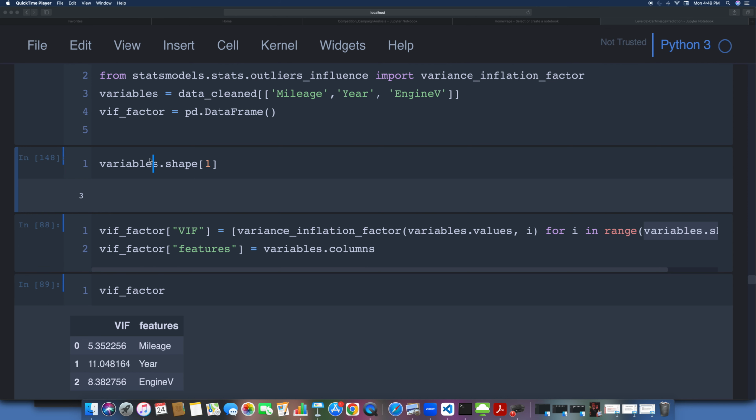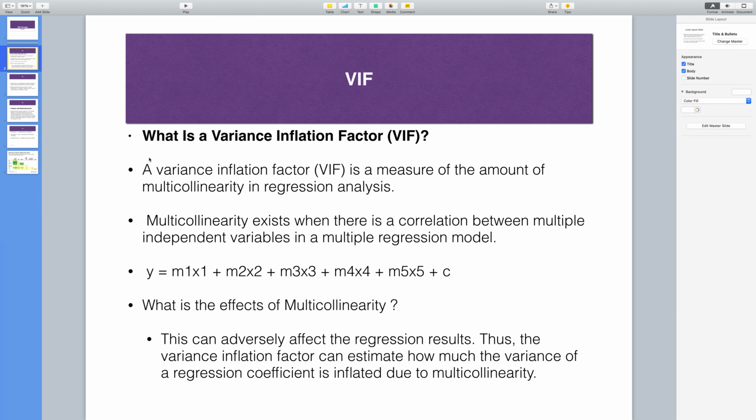All right, friends, so let's understand what is variance inflation factor. So I'm going to pull my slide over here. A variance inflation factor is a measure of the amount of multicollinearity in regression analysis. So let's take a deep dive into that.